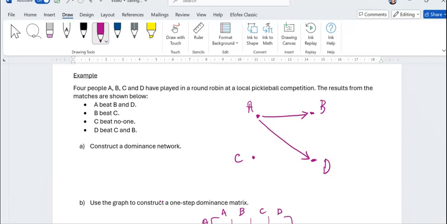B beats C, so we can put an arrow in that way. C beats no one. So you can see already, we know C didn't beat B. We also know now that A must beat C because C beats no one. D also must beat C. And then we're told in the last point that D beats C and B. So we've already got D beating C in there and D beats B in there. Now we've got our network drawn as to who beats who.